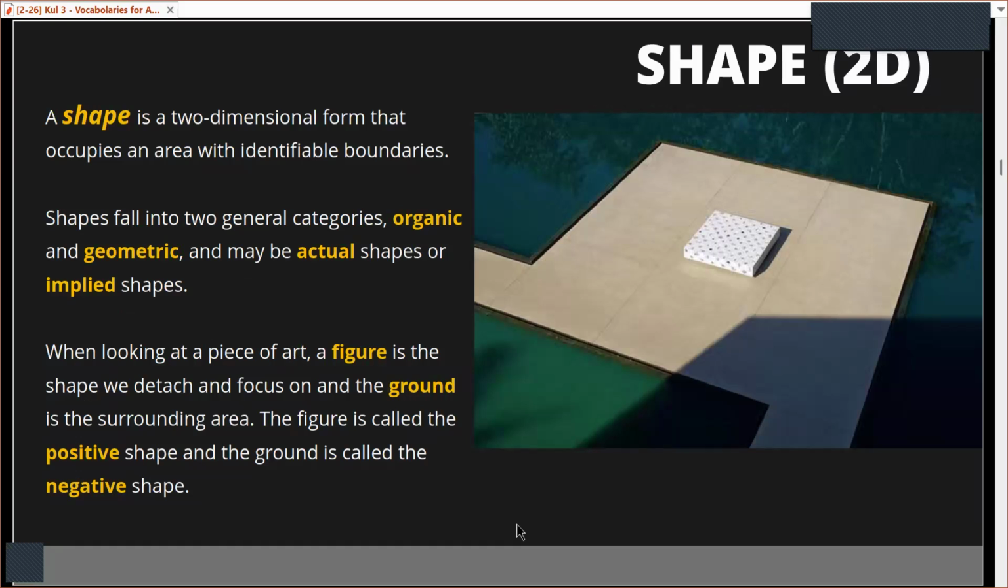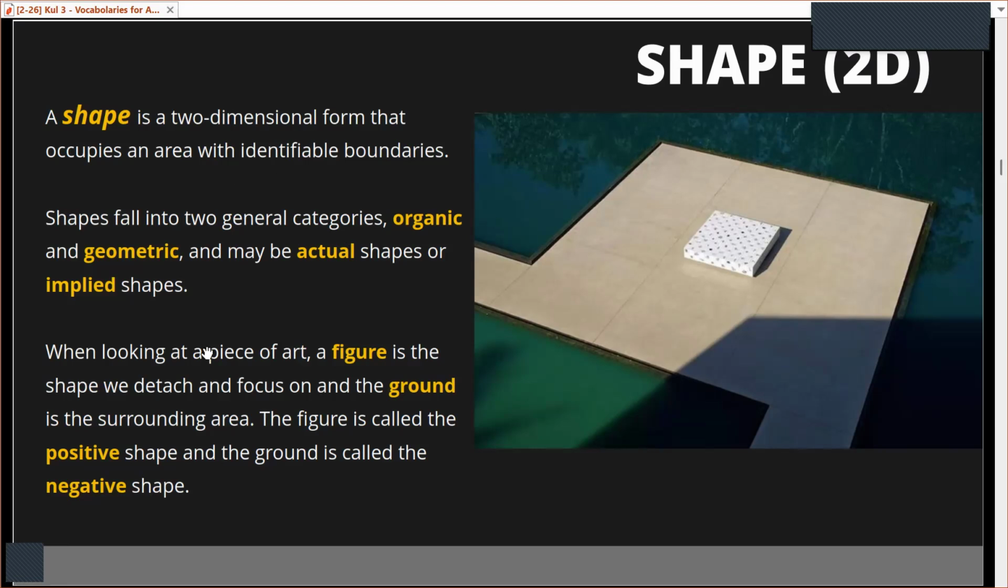Okay, shape. Shape is two-dimensional, a form that occupies an area with identifiable boundaries. Shapes fall into two general categories, organic and geometric, and can also be actual and implied. When looking at a piece of art, a figure is the shape we focus on, and the ground is the surrounding area. The figure is called positive shape and the ground is called negative shape.